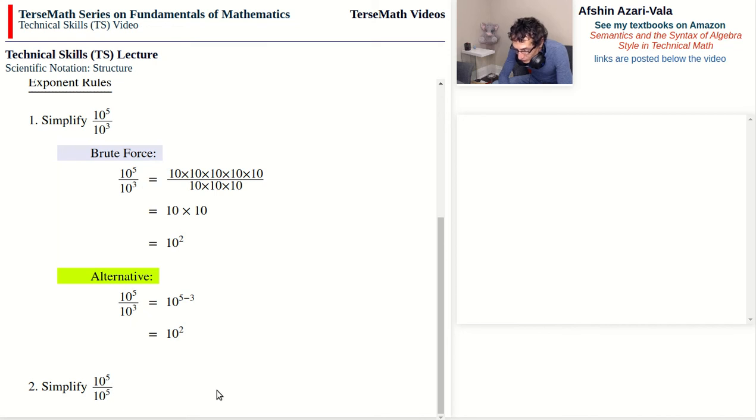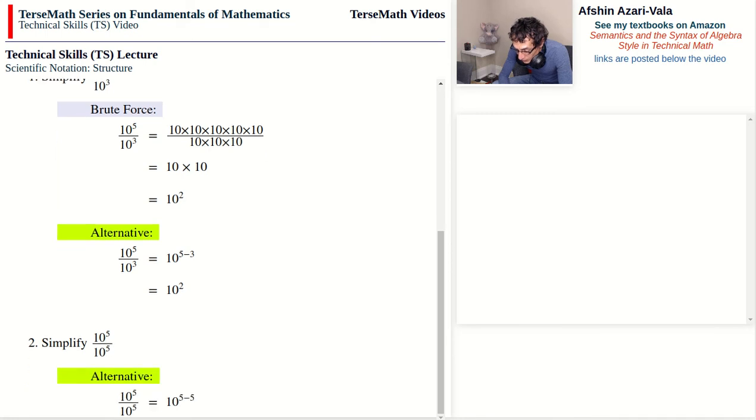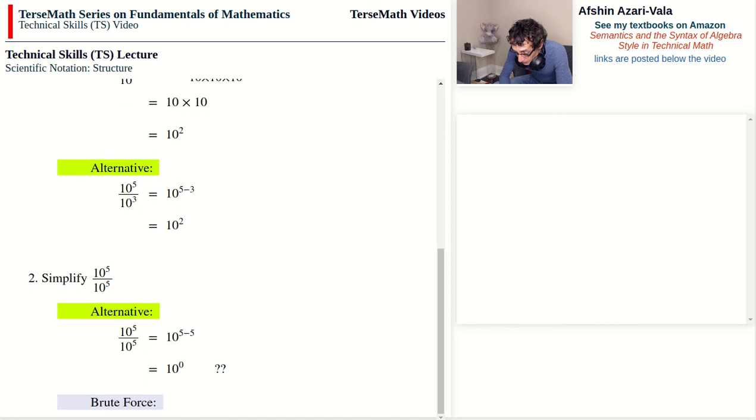And let's say that we're going to be smart about it. And now that we know of this alternative, we are going to use it here as well. And if we do that, we get 10 to the power of 5 minus 5, which is 10 to the power of 0. And then we wonder what that means, because we've never seen 10 to the power of 0. So we might say, okay, let's switch back to brute force and see what happens.